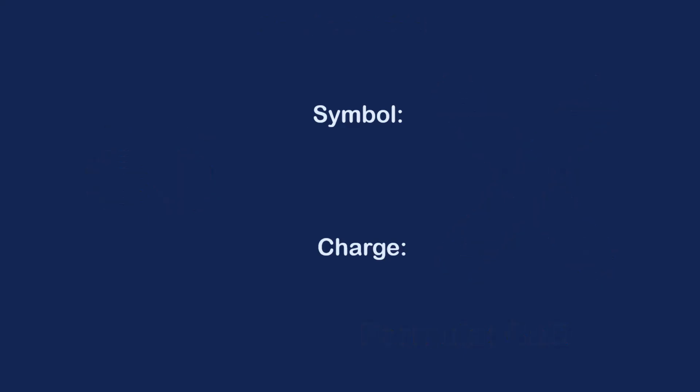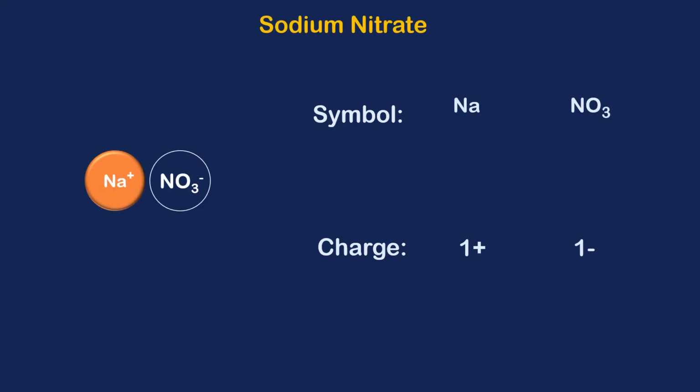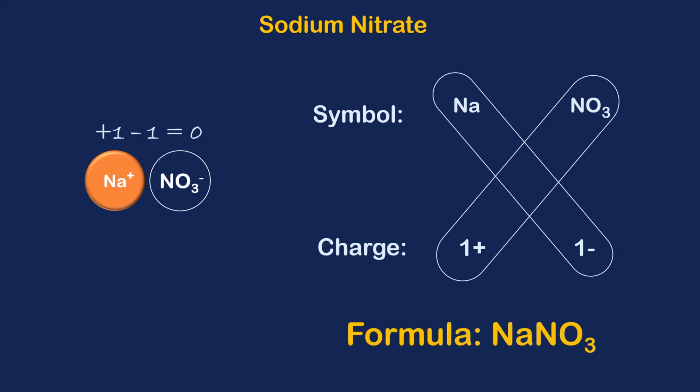The same concept holds for polyatomic ions, like sodium nitrate. Sodium has 1 positive charge and nitrate has 1 negative charge. So the formula is simply NaNO3.